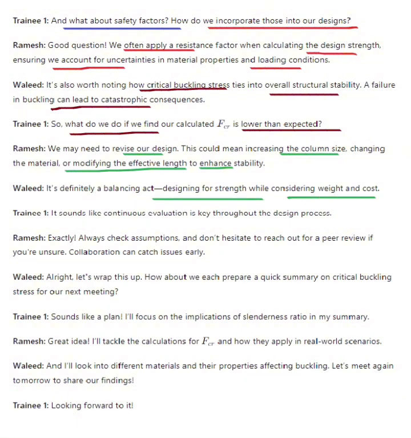It sounds like continuous evaluation is the key throughout the design process. That's right, exactly. Always check assumptions. Don't hesitate to reach out for peer review if you are unsure. Collaboration can catch issues early.